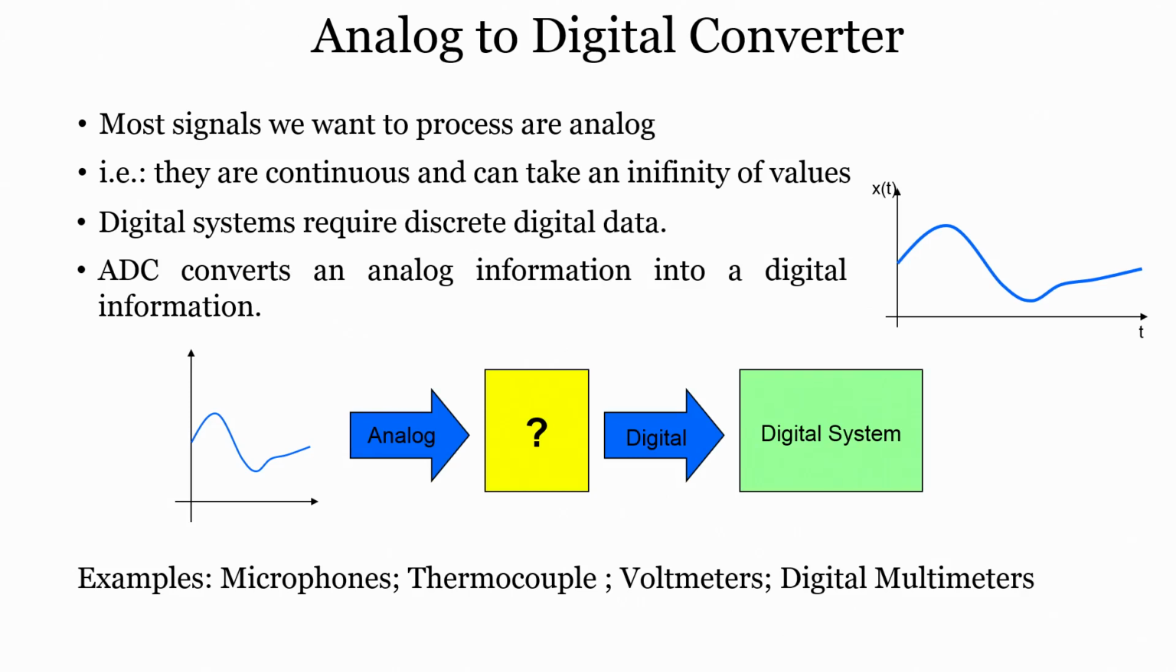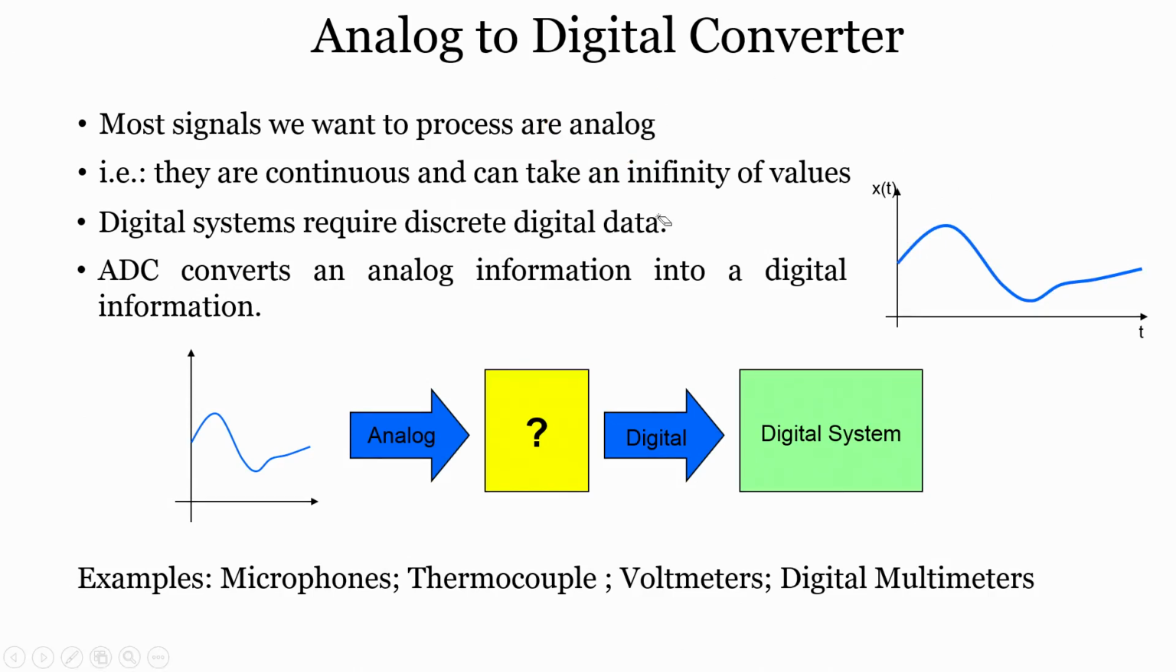Most signals we want to process are analog in nature, and they are continuous and can take an infinite number of values. For example, if you look at this particular signal, how many values are in it? There are infinite values, right. You can keep drawing anything like this, and there are infinite values; you cannot really calculate them. And they are also continuous.